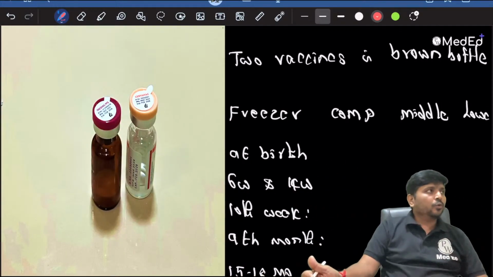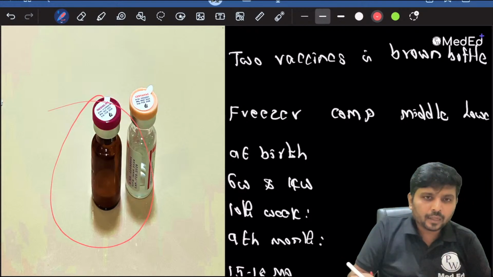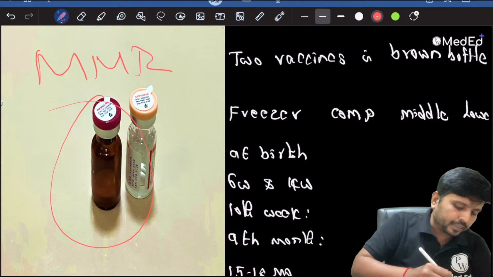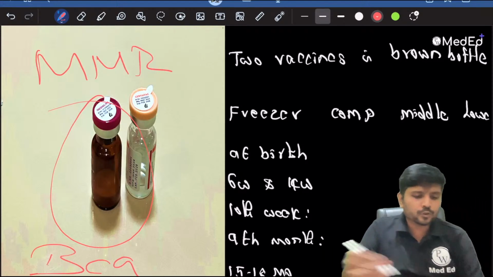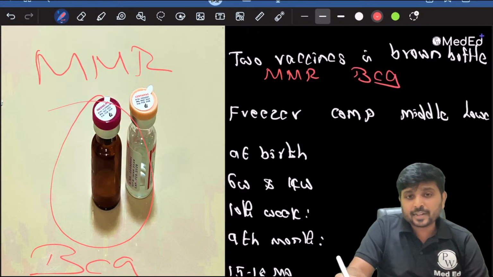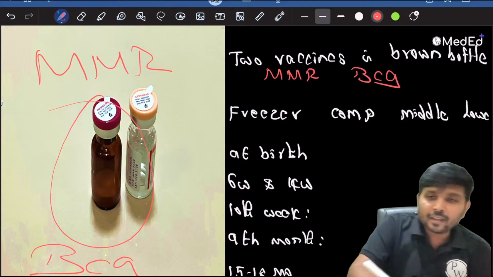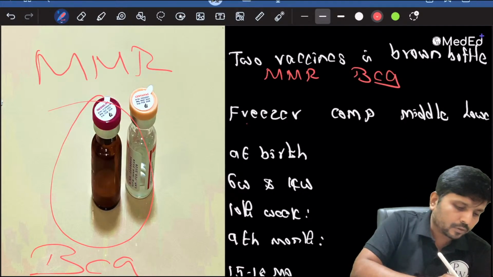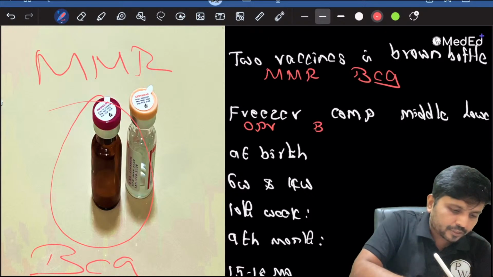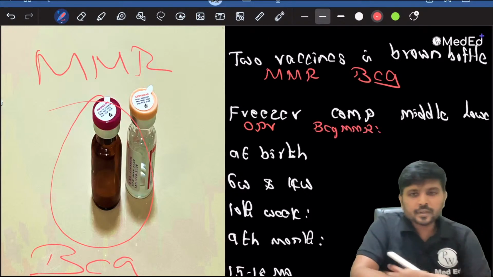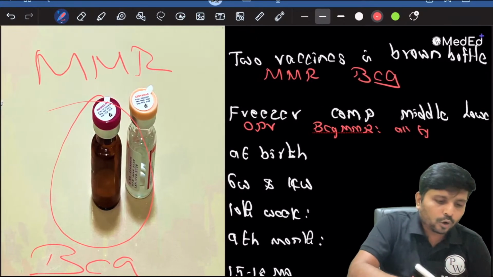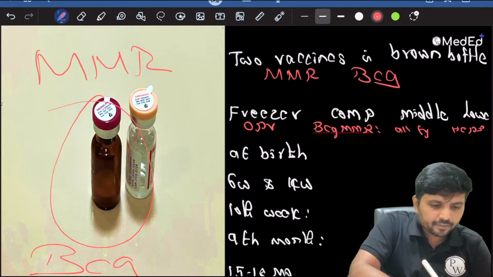Right. What are the 2 vaccines that are stored in brown bottle which are extremely photosensitive? One is MMR, another is BCG. What is the vaccine that is stored in freezer? The only vaccine that is stored in freezer is OPV. Then first compartment, next compartment BCG, MMR. The middle compartment, all vaccines that start with T. Lower compartment is hepatitis B, varicella.